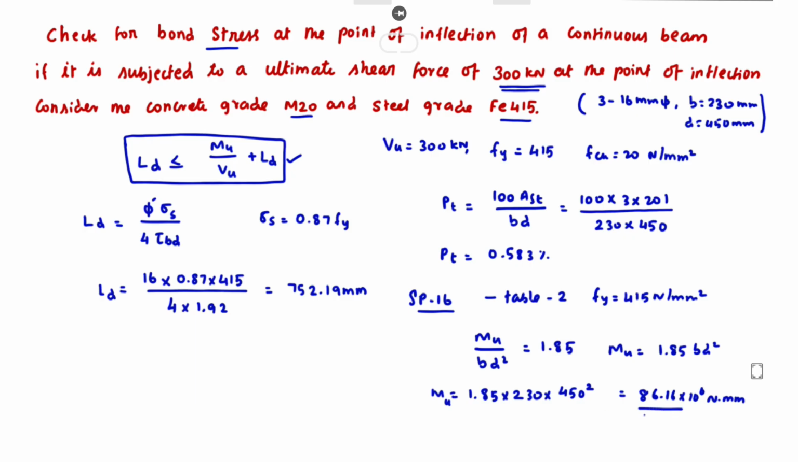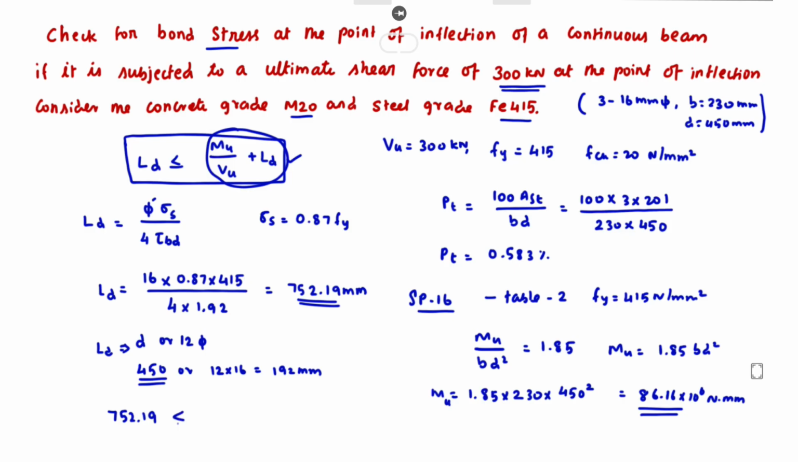So we have found the Ld value, and now we substitute all the values. But we have to consider that Ld is the effective depth or 12 times the diameter, whichever is more, and that is taken as the development length. So that is 450, or 12 into 16, that is 192 mm. So we take the value as 450 mm. The Ld value we calculated is 752 mm.